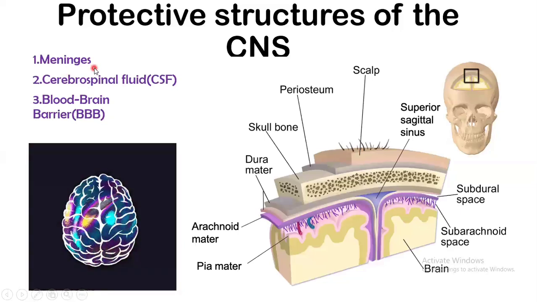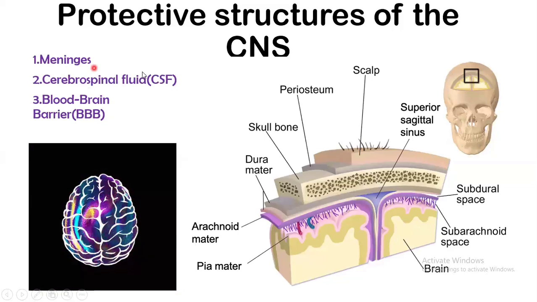The meninges have three main layers. The outermost layer is the dura mater, as you can see here. The middle part is the arachnoid mater. The innermost part is the pia mater. Beneath that, the brain and the spinal cord lie.